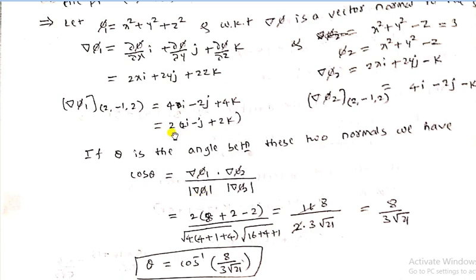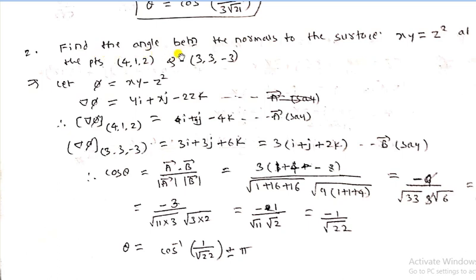So mod of del phi 1 is 2 square root of 2 square is 4, then use the coefficients of i, j and k: 2 square plus minus 1 square plus 2 square, which becomes 4 plus 1 plus 4, and similarly for del phi 2, 4 square plus minus 2 square plus minus 1 square: 16, 4 and 1. So this gives 8 divided by 3 into square root of 21, or theta equal to cos inverse of 8 divided by 3 into square root of 21. So this is the angle between the two surfaces.